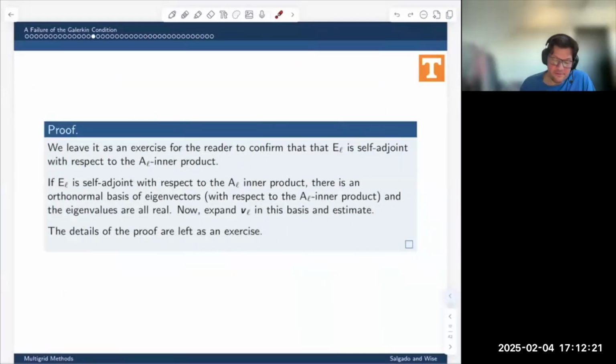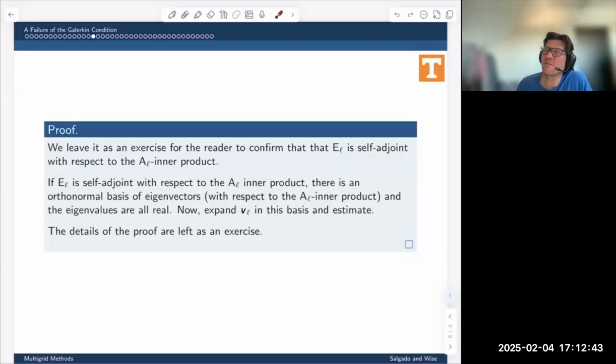All right, we're going to leave it for you as an exercise, you the reader, you the audience member, to confirm that EL is self-adjoint with respect to the AL inner product. In fact, I claim that that's already been done for you. There's nothing else to do, because you can use more or less some previous calculations that we've already done.